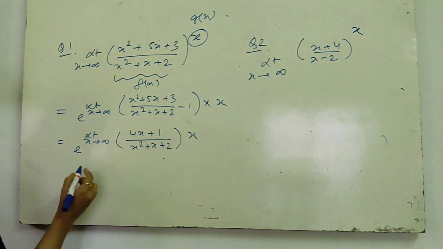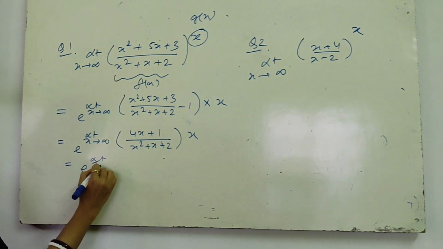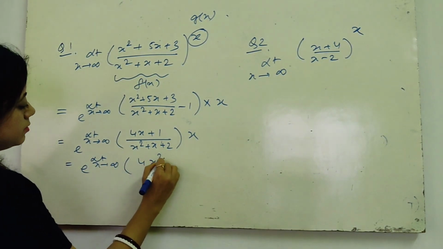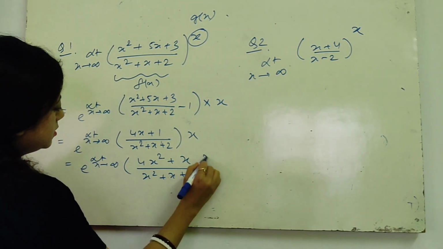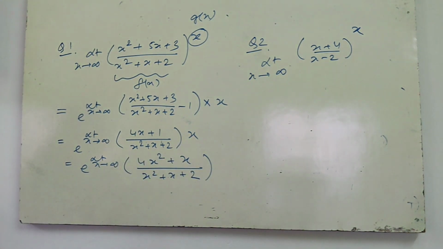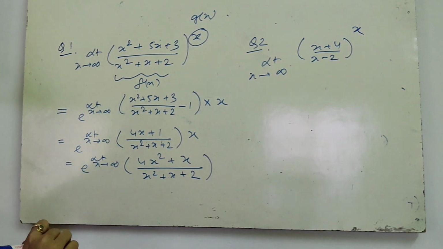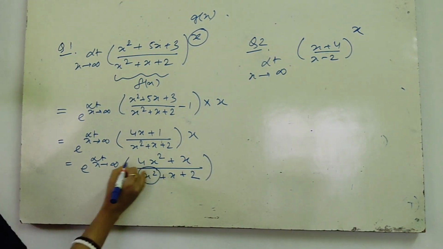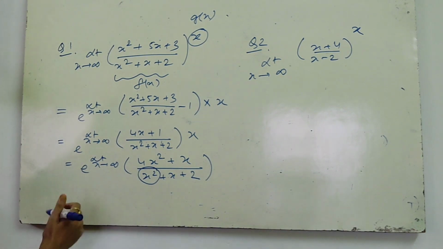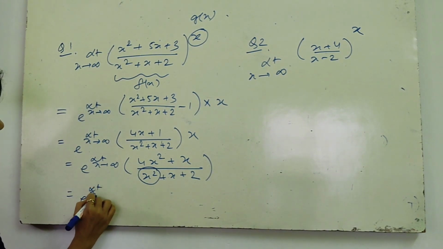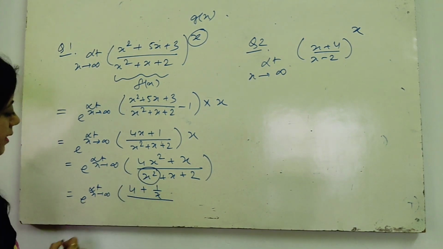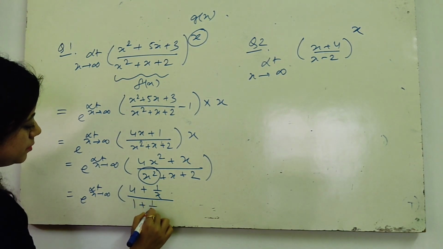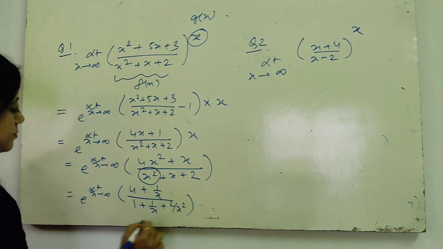Now multiply this: limit x tends to infinity, (4x square plus x) by (x square plus x plus 2). Because you know that in this type of problem, I have to divide numerator and denominator by the highest power of denominator. So what will happen? 4 plus 1 by x divided by 1 plus 1 by x plus 2 by x square.